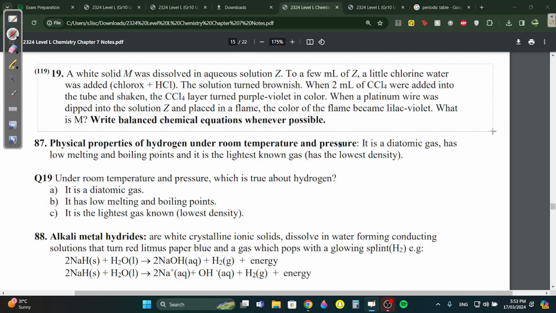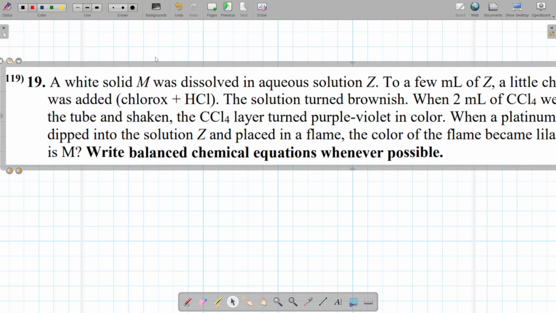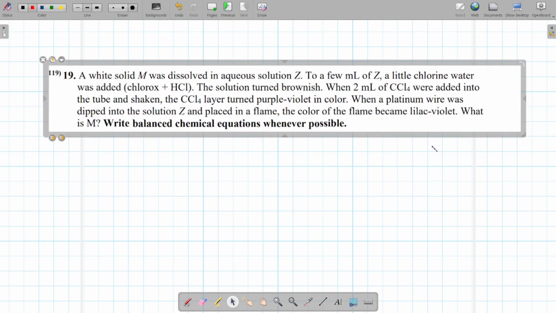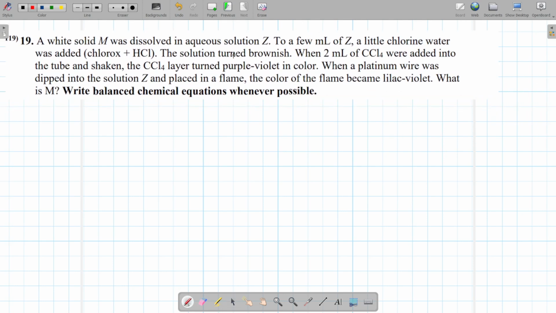It's obvious that with the flame test and the AgNO3 test, you can know what the elements are. They're saying it became brown, so it's either Br or I. Then they said when they added CCl4, it became purple violet, so that means it's I.